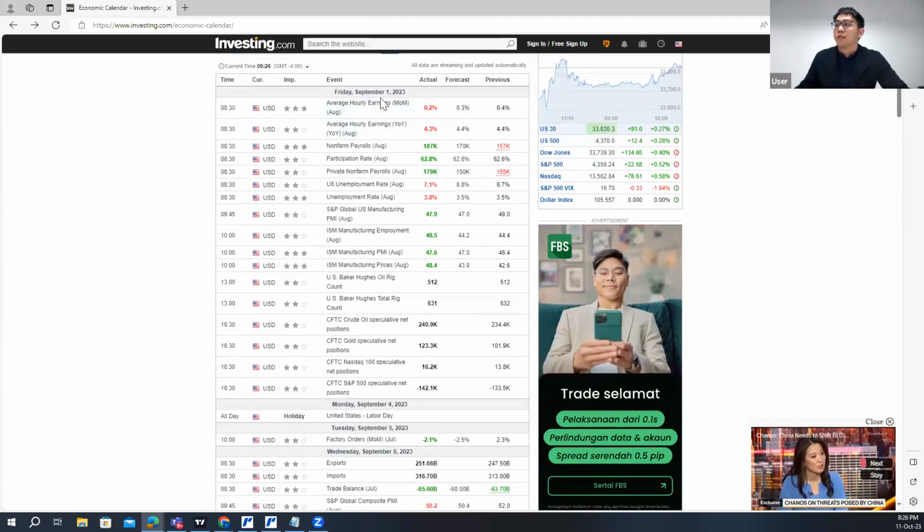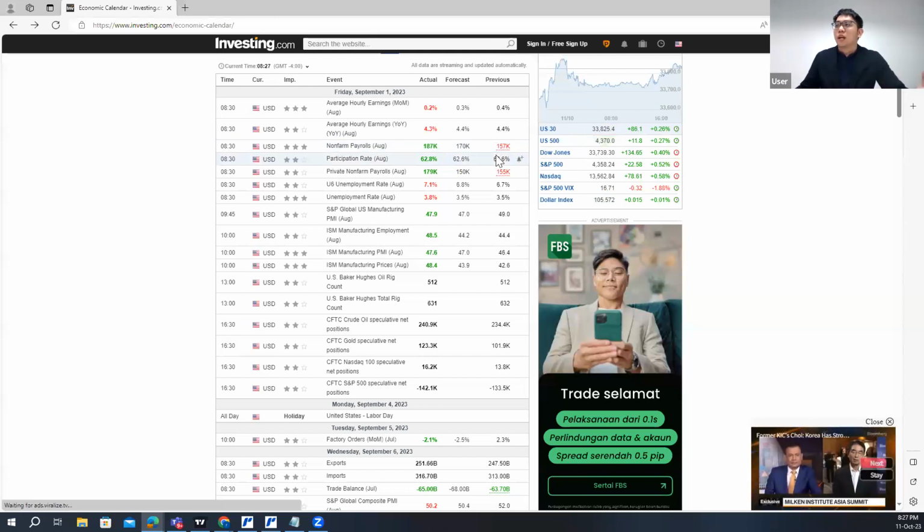Now it's the 1st of September. The biggest news on the 1st of September would surely be the non-farm payroll, NFP. We can see the previous reading was very low and the market had already forecasted an increase. But what happened is the actual number came in much higher than the forecasted number and much higher than the previous reading.